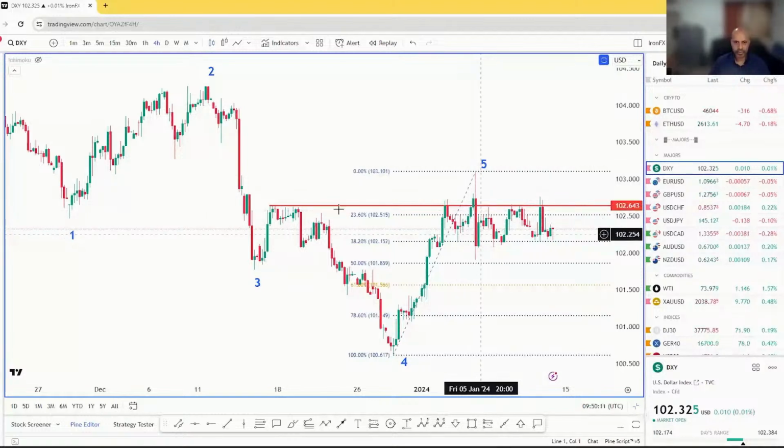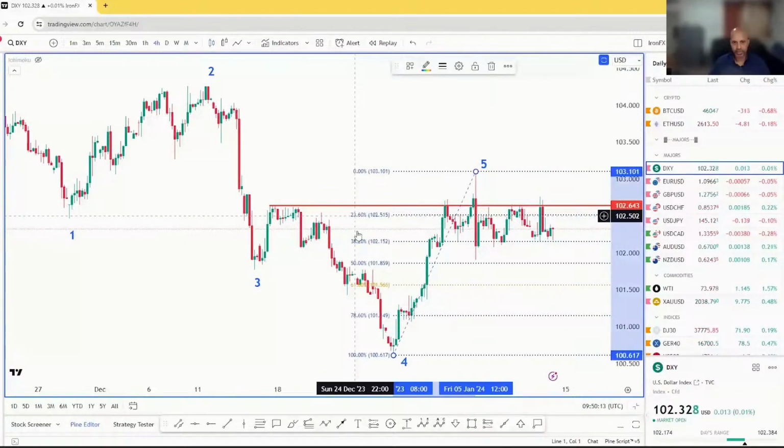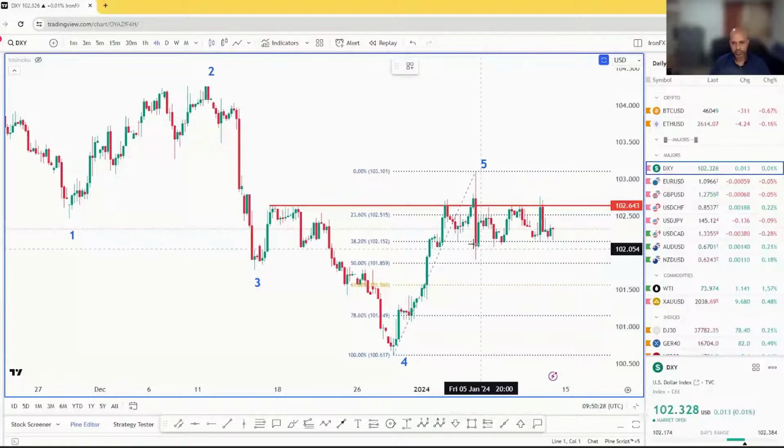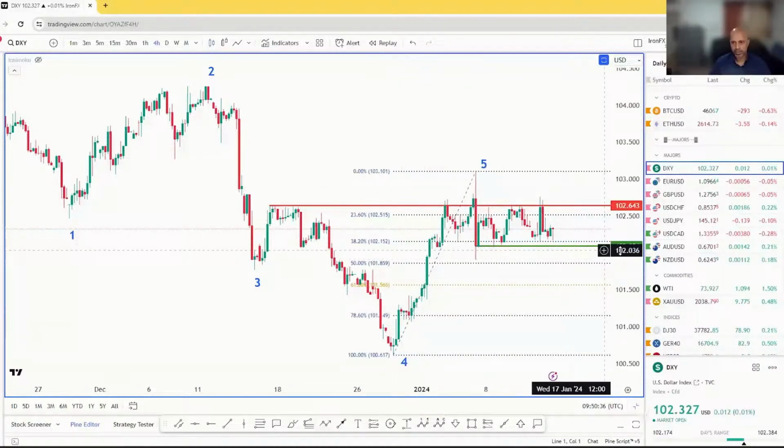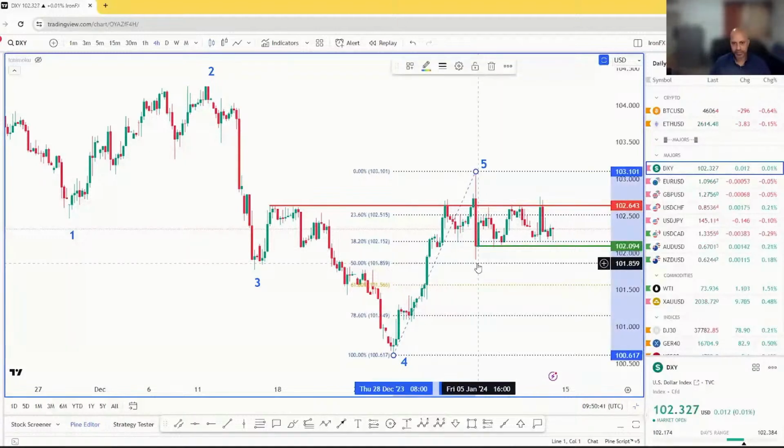you can see that as it was falling down, 23.6% offered no resistance. 38.2 is a level where we did find a little bit of resistance, right? But actually, you can see it actually go beyond. So where it found support was slightly above 50%, right? So the major support for the dollar index now is actually at around 102.10.